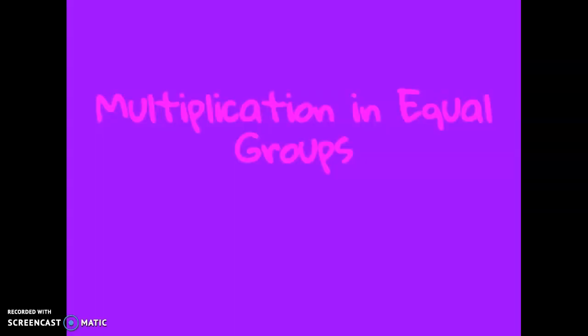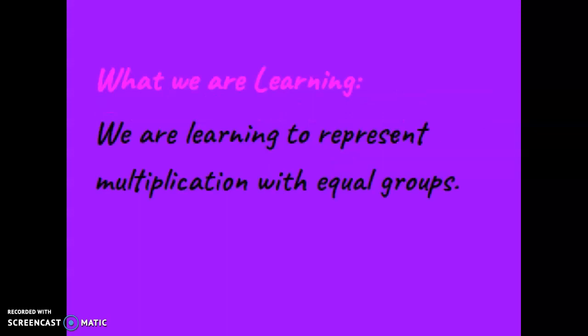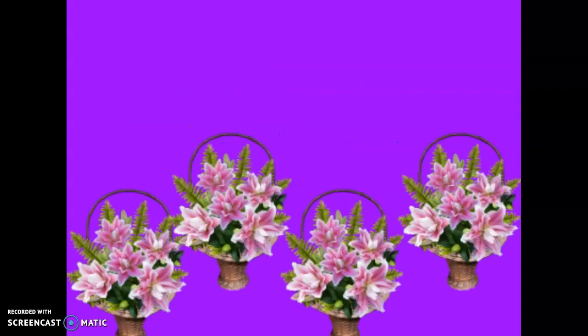So we're doing multiplication in equal groups. Our learning objective again is we are learning to represent multiplication with equal groups. We're trying to find out the total number when the groups are equal. There's an equal amount of objects in each group. So let's go ahead and look at our first problem.